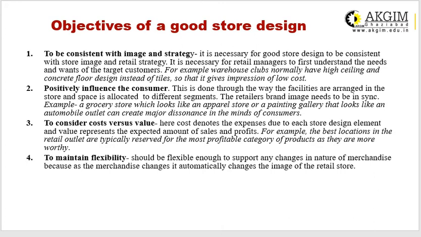It is necessary for retail managers to first understand the needs and wants of the target customers. For example, warehouse clubs normally have high ceilings and concrete floors instead of tiles, which gives an impression of low cost. Second objective, positively influence the consumer. This is done through the way the facilities are arranged in the store and space is allocated to different segments. The retailer's brand image needs to be in sync. For example, a grocery store which looks like an apparel store or a painting gallery that looks like an automobile outlet can create major dissonance in the minds of the consumers.